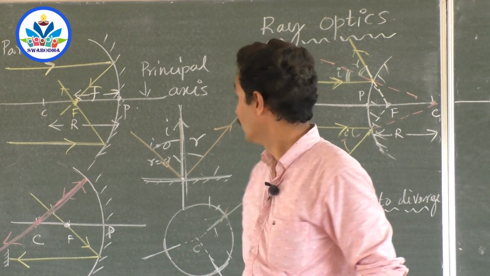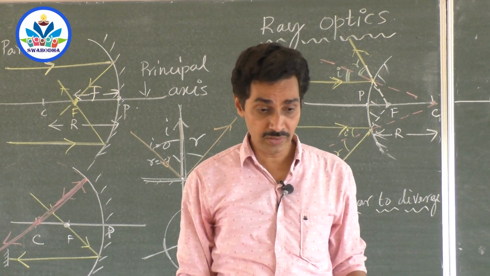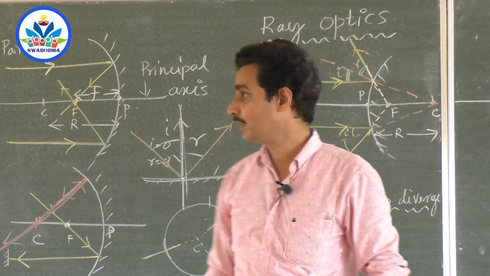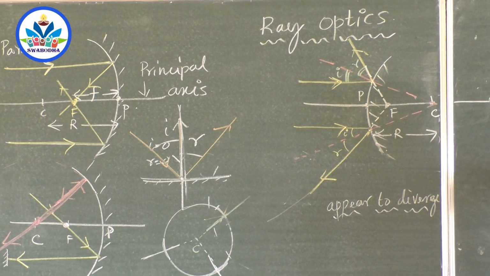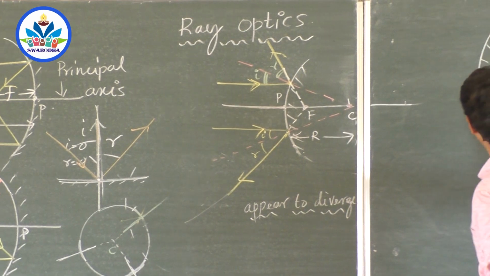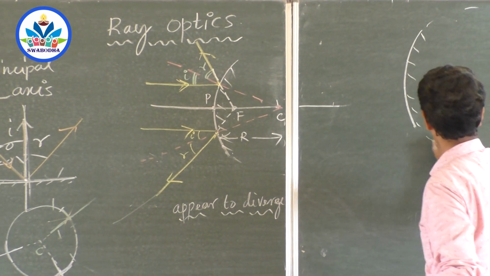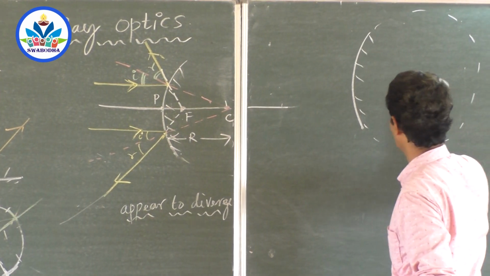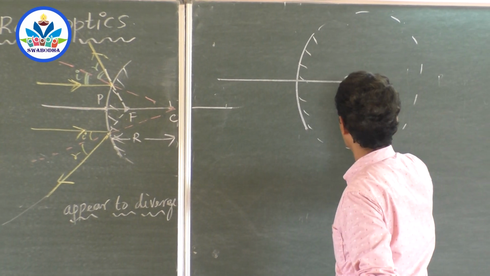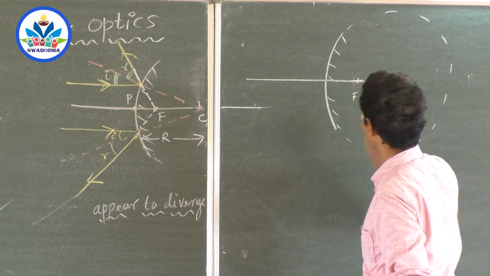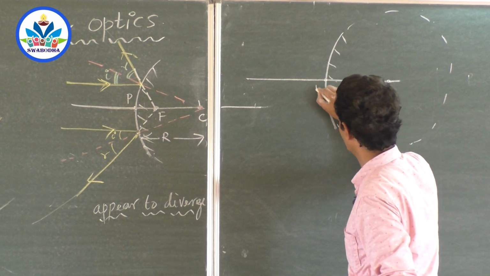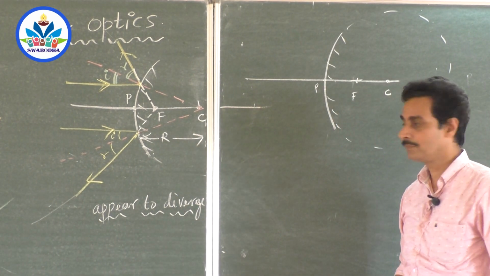Now suppose, sir, how to make a ray of light incident normally on a convex mirror? Okay, this is a convex mirror. It's a part of a sphere. Of course, these dotted lines you need not draw. There should be a center, and there should be a focus. Okay, and this is the pole, the midpoint of the whole geometrical area.